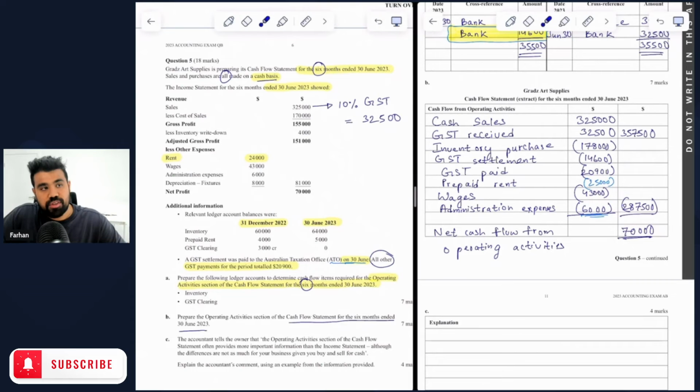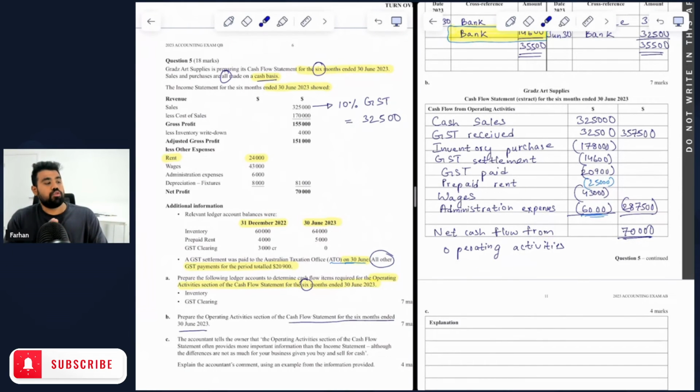So then what you simply do is find the total of all the cash inflows, which is 357,500, and then you find the total for all the cash outflows, which is 287,500, and I've kept that in brackets to reflect the outflow. So once you subtract 287,500 outflow from the inflow of 357,500, you get 70,000, which is a surplus. Because this is a surplus, we write net cash flow from operating activities and to reflect that surplus, and that is $70,000 in this case.